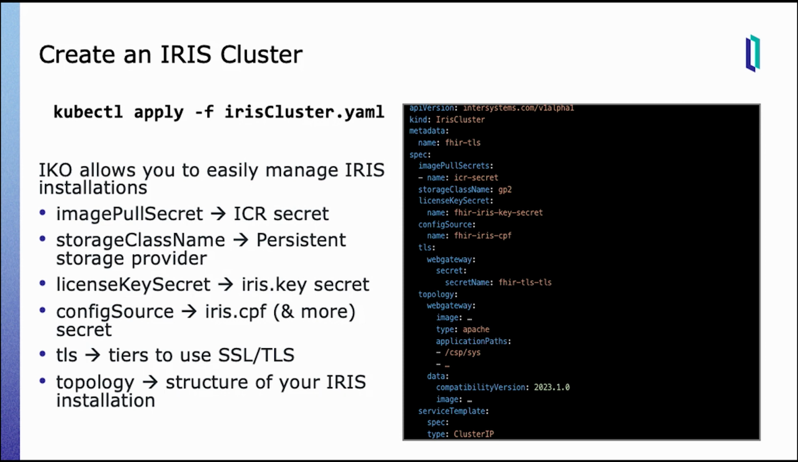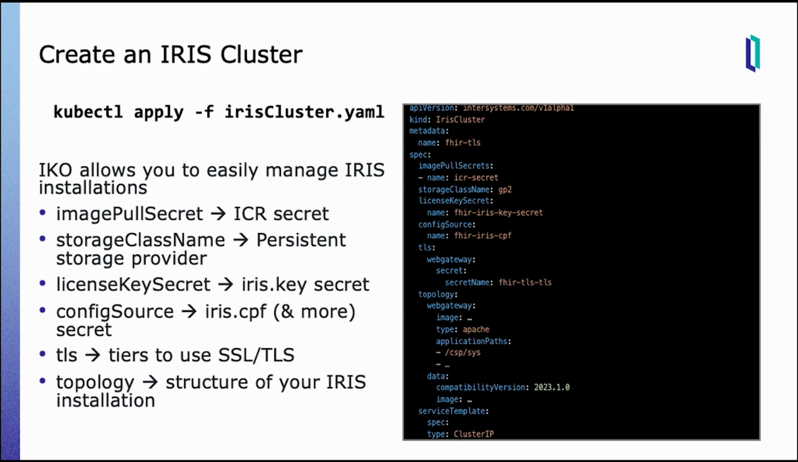Below that is the storage class name, in this case GP2. As I said, this is an EBS volume that kind of default came with the cluster. The name of the license key secret, that secret that I created with my iris.key file in it. Config source, again, that config map I created earlier with my CPF in it.